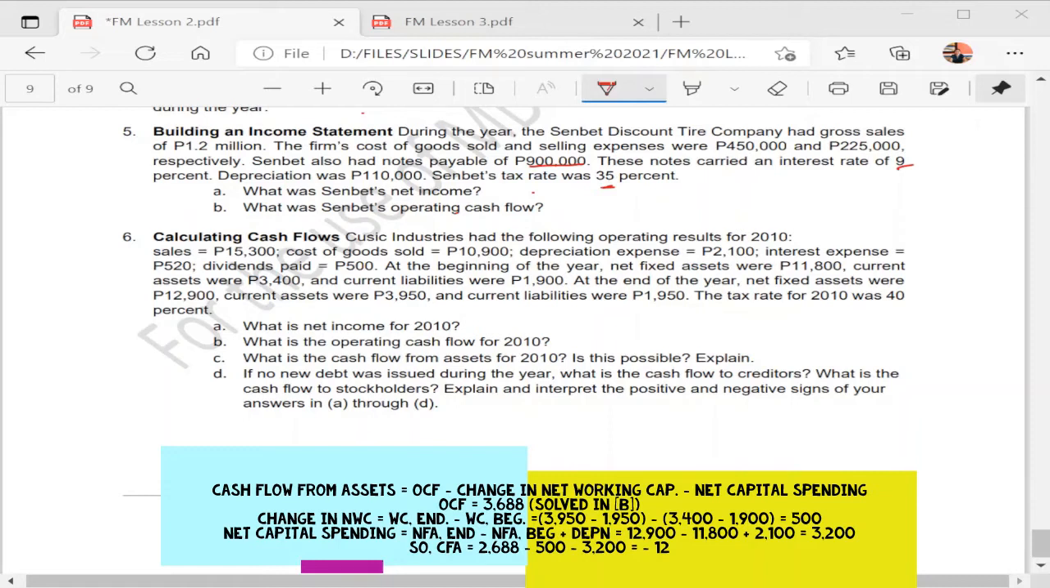Then compute the net working capital at the beginning. So the beginning net working capital is 3,400 current assets minus 1,900 current liabilities. So 2,000 ending net working capital minus 1,500 beginning working capital, you will get 500, which is the change in net working capital. Then how about for the net capital spending?